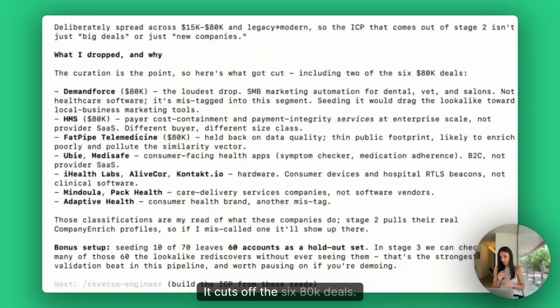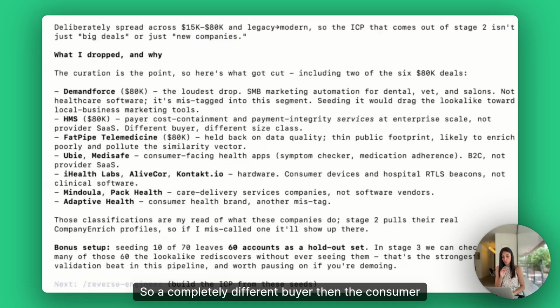It cuts off the six 80K deals. Manforce, which is small and medium business marketing automation for dental and vet clinics, is mistagged in this book. It isn't healthcare software at all, and seeding it would drag the whole lookalike towards local business marketing tools. HMS, which is payer-side cost containment at enterprise scale, so a completely different buyer. Then the consumer apps, the hardware companies, and care delivery services businesses.